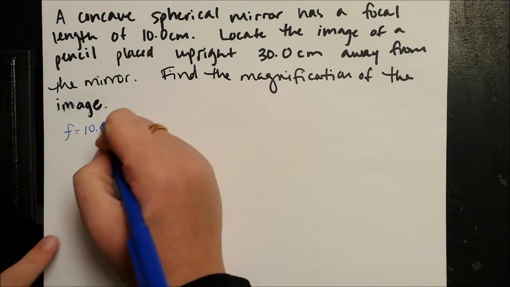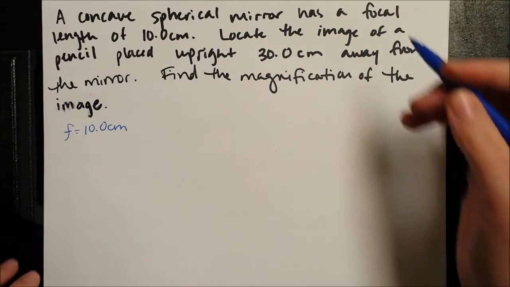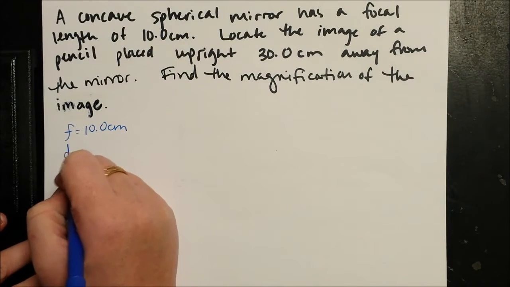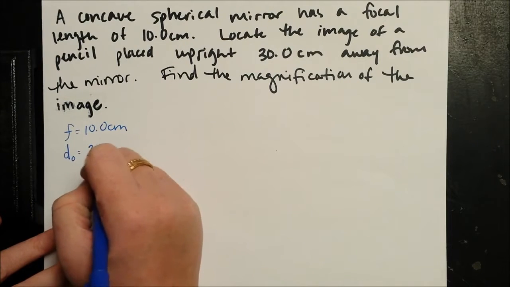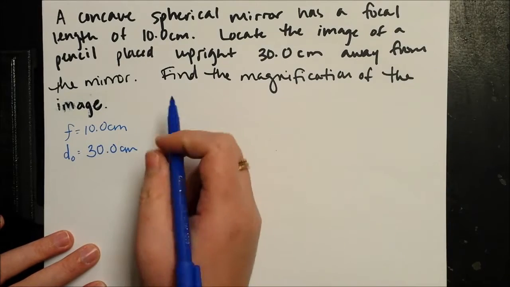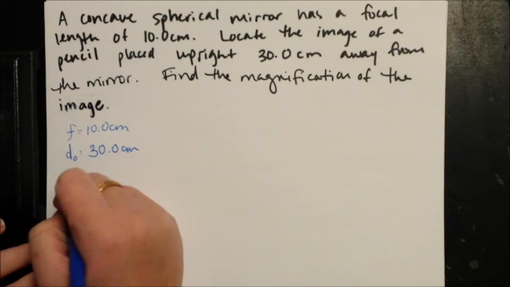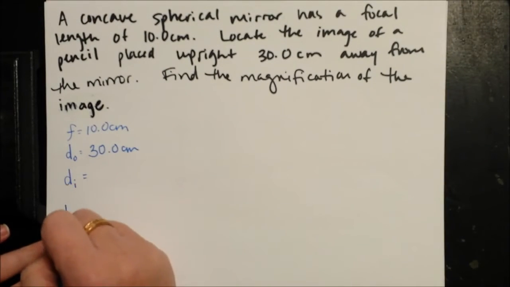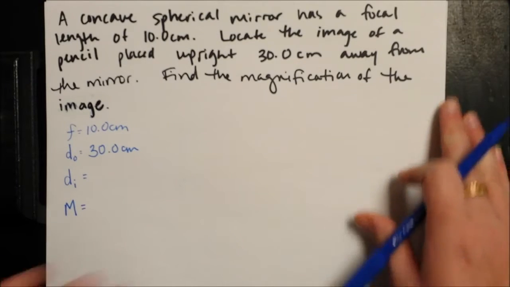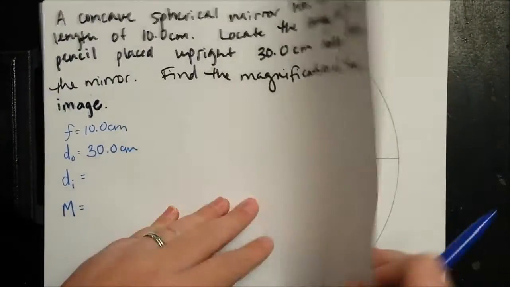We want to locate the image of a pencil placed upright 30 centimeters away. So the distance of our object is going to be 30 centimeters in front of the mirror. We want to find the location of the image, so DI, and we also want to find the magnification of the mirror. Alright, so I drew us a picture to visualize what's going on.